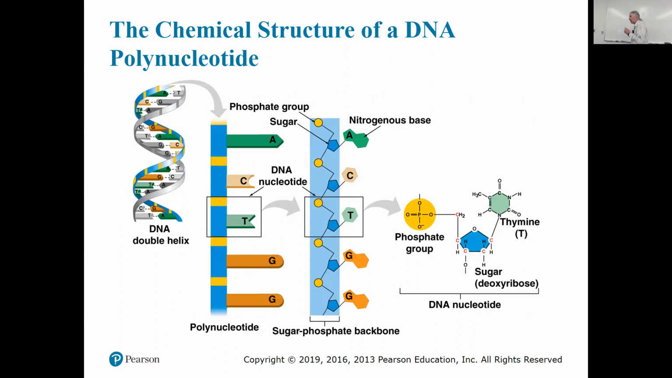Okay, the chemical structure of a DNA polynucleotide. There's the DNA double helix. In living things, DNA is always double-stranded. In some viruses it can be single-stranded, but in living things, it's double-stranded. And it can be drawn with this blue and yellow sugar phosphate backbone, and here are the nucleotides projecting out. And so here is a nucleotide. There's a sugar, there's the phosphate, there's the nitrogenous base.